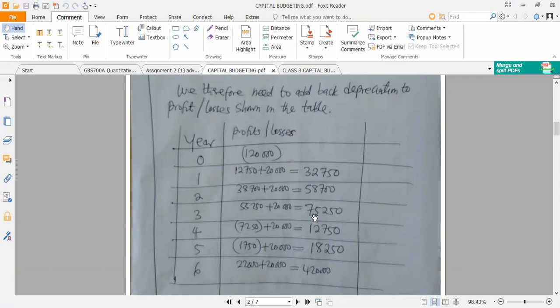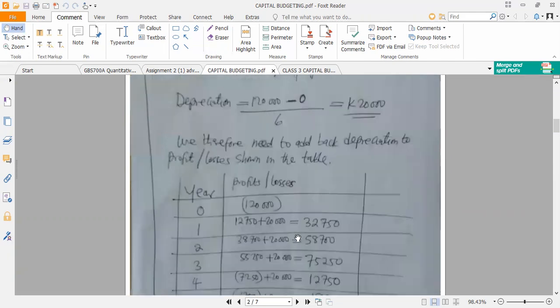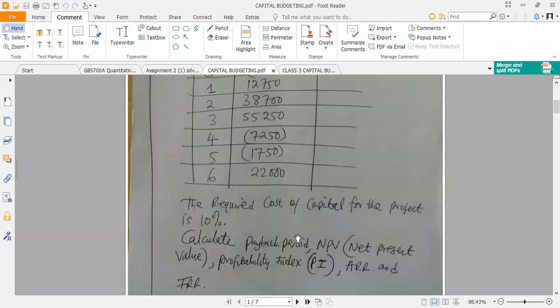So these are the cash flows that we have before carrying out anything. Before computing, we are required to compute the payback period. We are also required to compute the net present value. We are also required to compute the profitability index, accounting rate of return, and the internal rate of return.